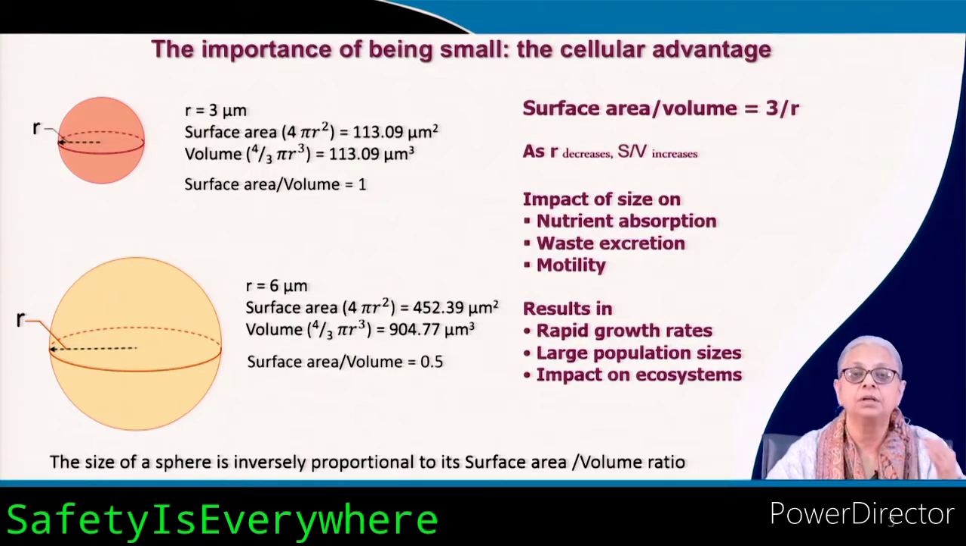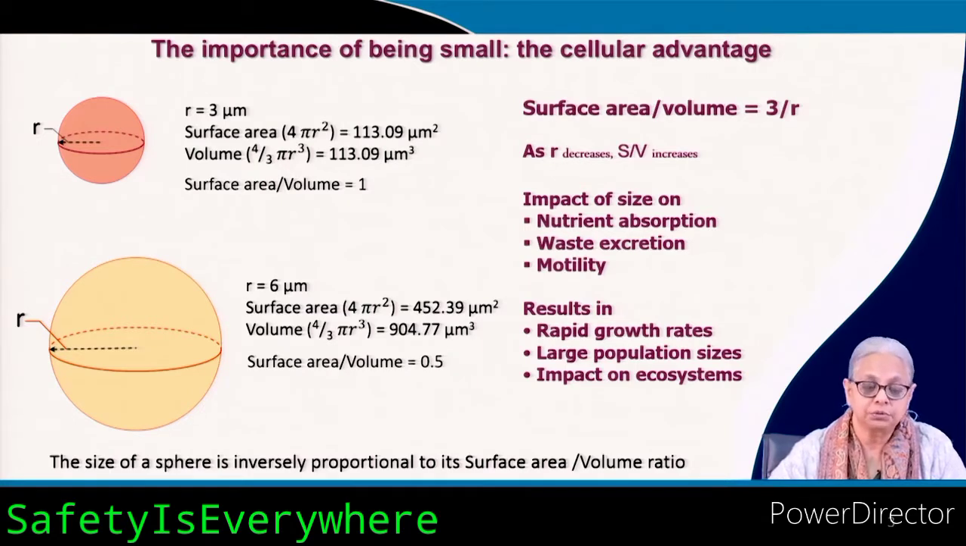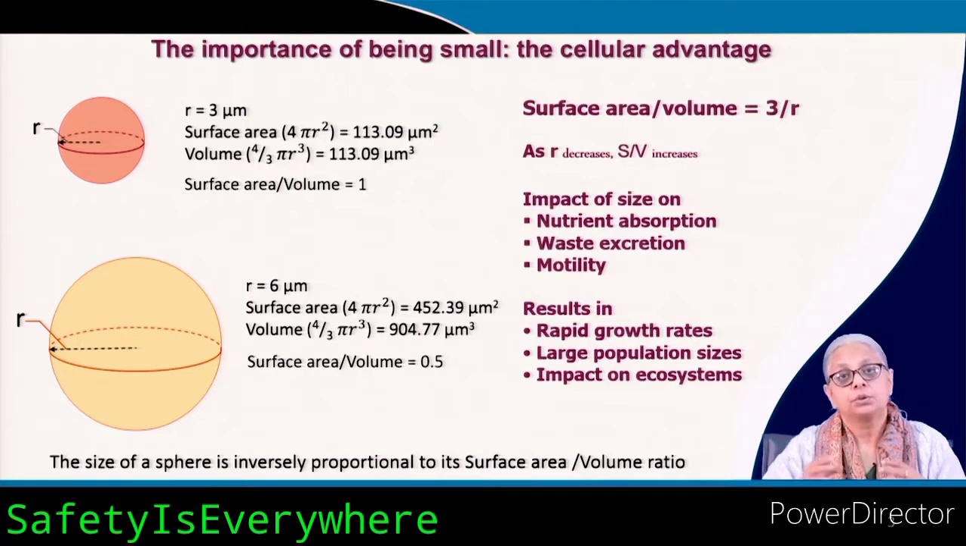So we have a comparison here of two different organisms. The radius in the first case is 3 microns, and in the second case it is 6 microns. So you have the surface area and the volume, and you can do the derivation. 4 pi r squared divided by 4 by 3 pi r cubed, and the ratio is equal to 3 by r, and you can put it in terms of diameter as well. Now surface area divided by volume, in the first case is 1, and in the second case the ratio is 0.5. So what does that mean?